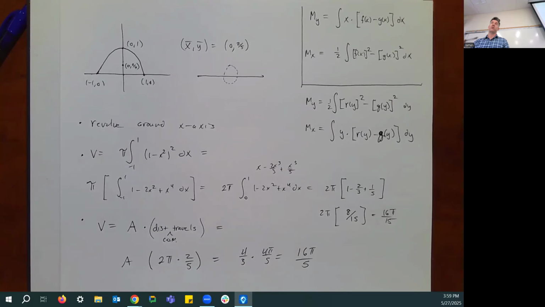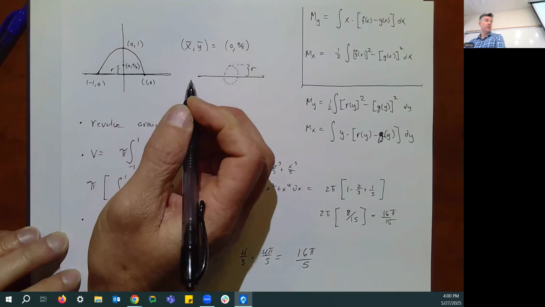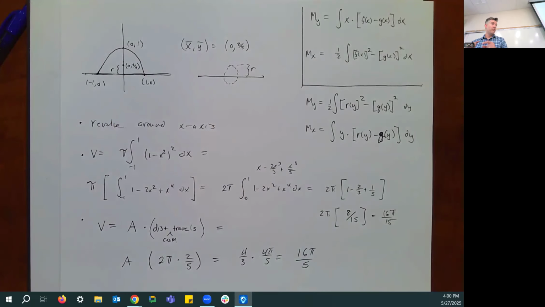Okay. Question? Well, so I'm just thinking about how far that is from the axis of rotation, which is the x-axis. So that distance is 2/5 minus 0. Yeah, it's the y distance.